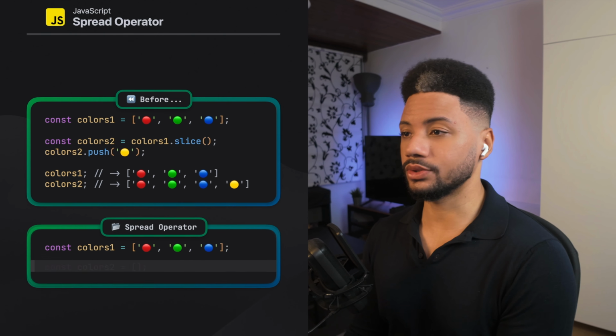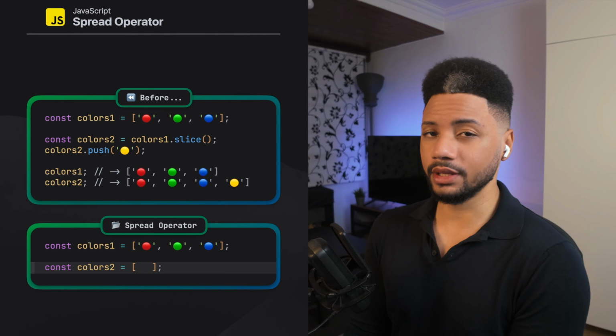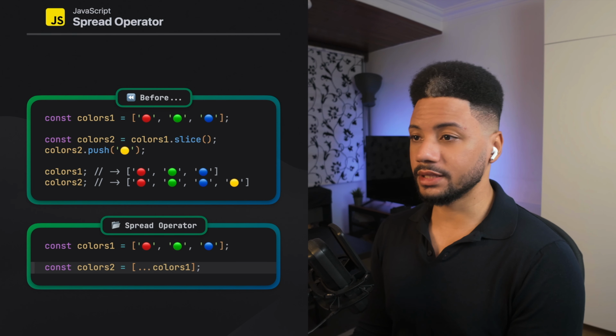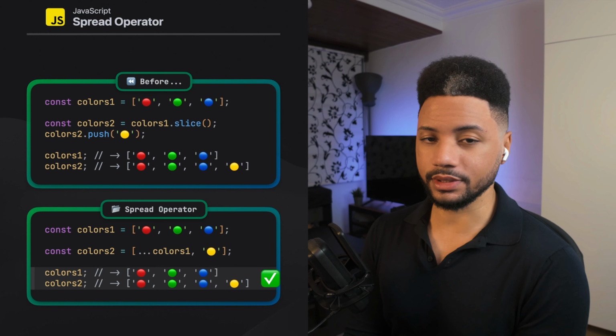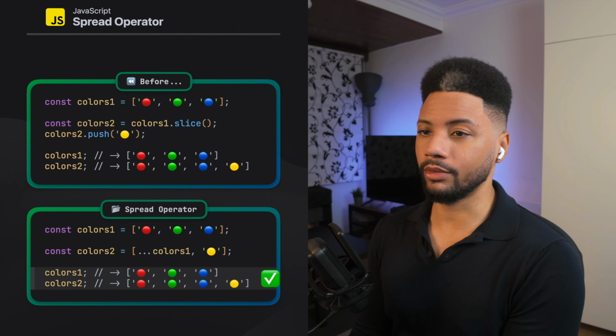We just set colors2 equal to an empty array and within it we do ...colors1. And since this is just an array, we can add extra values and we have the same results as before, but with cleaner and more readable code.